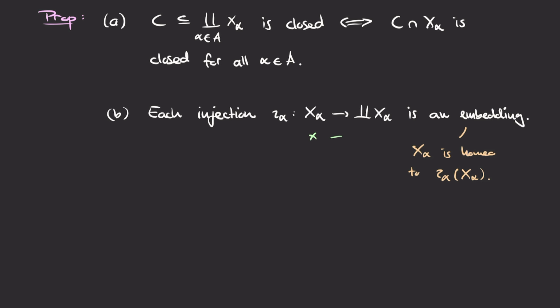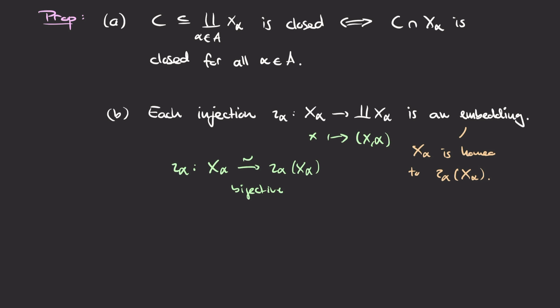Now, from the definition of these injections, we know that they're injective because each x is mapped to the element (x, alpha). And so if we have two distinct elements, x and y, they'll be mapped to distinct elements in the disjoint union. In particular, if we view iota alpha as being a function that goes from X alpha to its image, iota alpha of X alpha, then because iota alpha is injective, this restricted version of iota alpha will be bijective. This is simply because if you restrict the codomain to the image, the resulting function is always surjective.